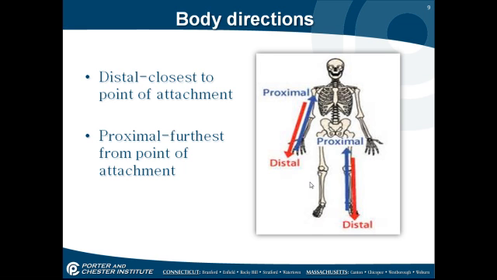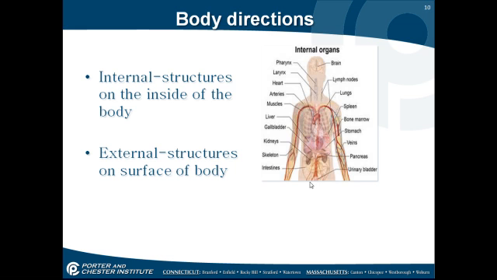When we're looking at extremities, arms and legs, we look at them a little bit differently than we do as the body as a whole. And that is, we want to look at how they relate to the point of attachment. The closer something is to the point of attachment, it's considered proximal, and the further away it is considered distal. There are internal structures and there are external structures. Obviously, the internal structures are those that are found inside the body, such as your liver, your gallbladder, your heart, muscles. And those that are considered external structures would be your nose, your eyes, your ears.